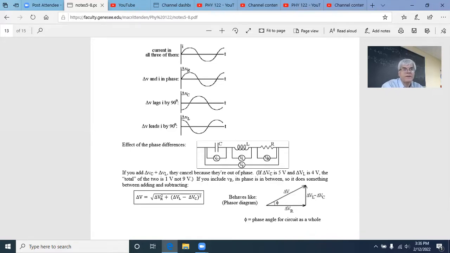Whenever the one is positive, the other one's negative, you're going to end up subtracting their amplitudes rather than adding them. So like it says near the bottom of the page here, if VC is 5 and VL is 4, the total of the two is 1 volt, not 9, because the voltages are always negatives of each other, okay?